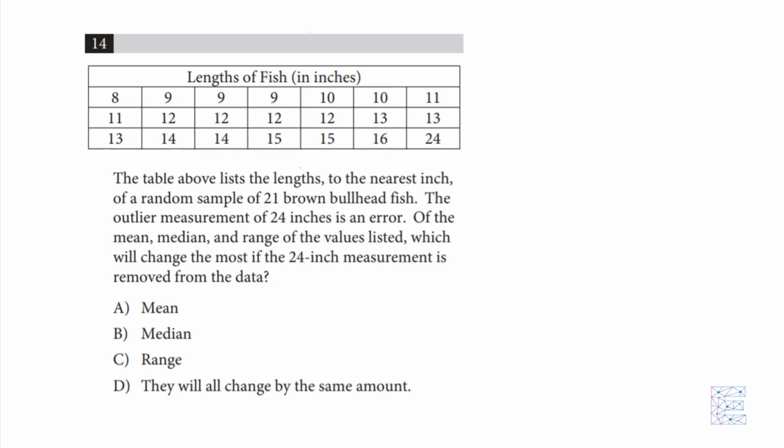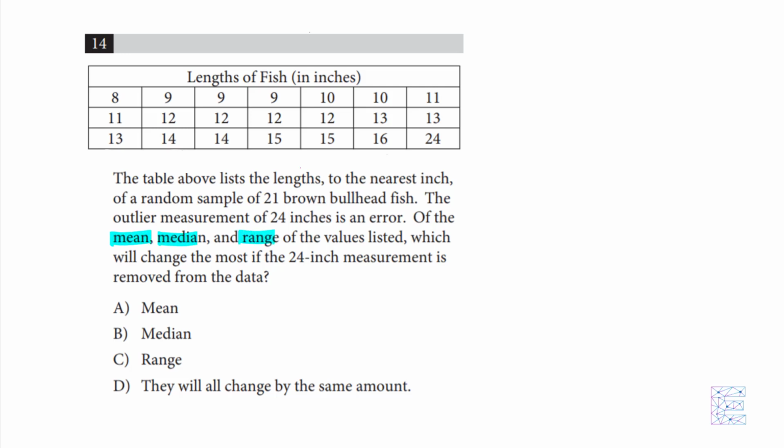The table above lists the lengths to the nearest inch of a random sample of 21 brown bullhead fish. The outlier measurement of 24 inches is an error. Of the mean, median, and range of the values listed, which will change the most if the 24-inch measurement is removed from the data? So three things are being talked about here: mean, median, and range.